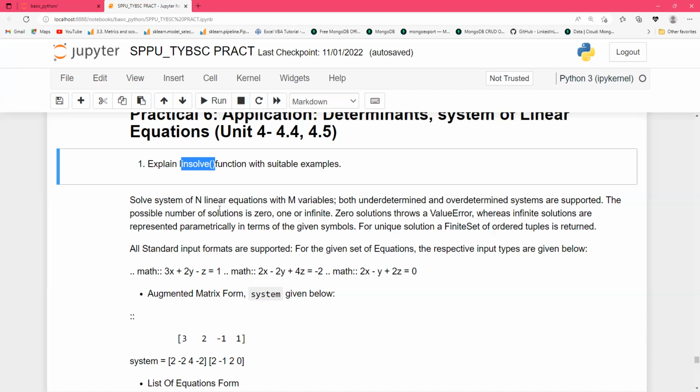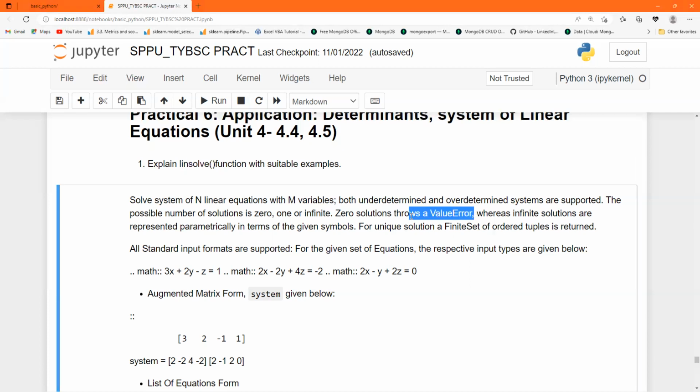Yes. So the possible number of solutions are 0, 1, and infinite. When there are zero solutions, it throws a value error. In Python, if the system has zero solutions, then it will throw a value error in the output. Whereas infinite solutions are represented parametrically in terms of the given symbols. That means when our system has infinite solutions, the output will be parametric, in the given symbols. And for a unique solution, we will get a finite set of vectors, and that is returned as ordered tuples.